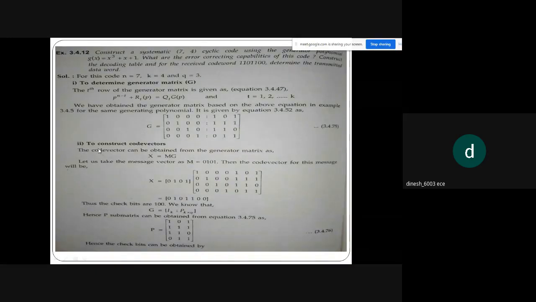And now next we need to find the construction of code vectors. The code vector can be obtained as X is equal to MG. So now let us consider the M value to be 0101. You can take anything, it doesn't matter. So 0101.